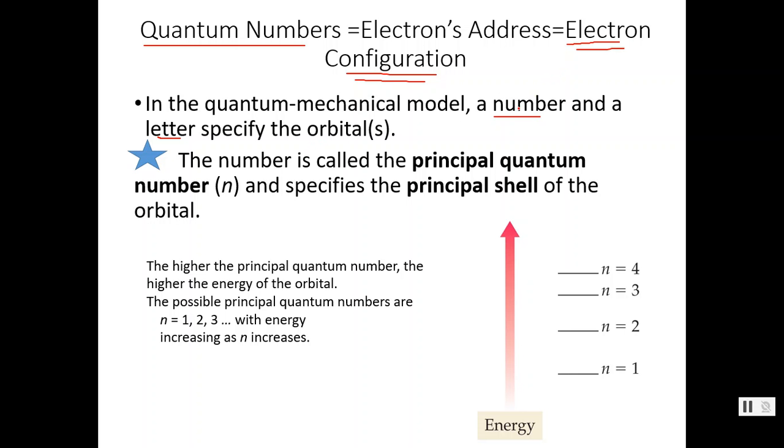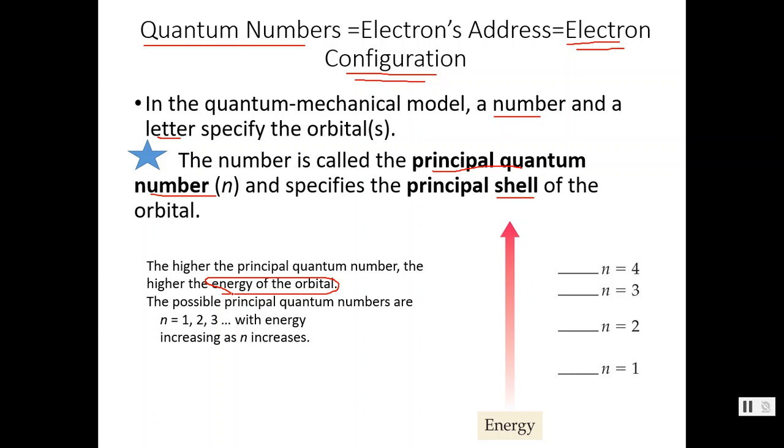So the two parts are the number and the letter. The number is called the principal quantum number, and it is symbolized by the letter N, and it specifies the shell of the orbital. So think of the shell as the street that your orbital is on, or the street that your house is on. This principal quantum number, or N, says something about the energy of the orbital. How much energy that house, how much energy that region of space has.